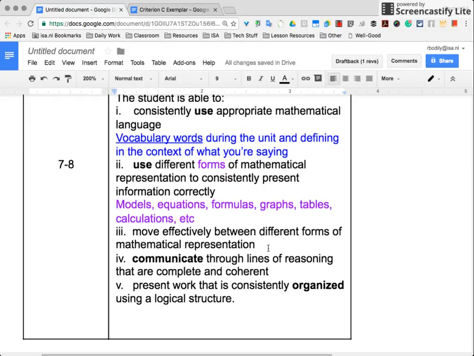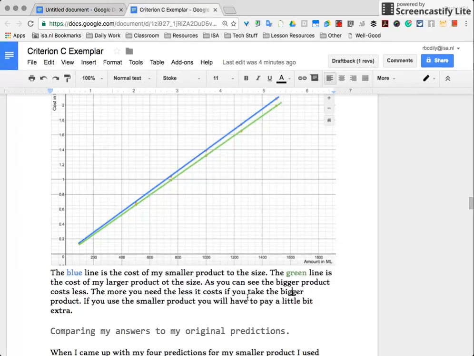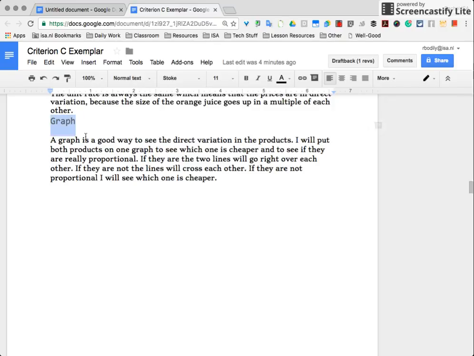All right, so now this is one that's a bit tricky for some of us, is move effectively between different forms of mathematical representation. So what that looks like, move effectively between different forms, is exactly like this. This is a perfect example. So this student said, okay, there's going to be a graph coming up. He said, a graph is a good way to see the direct variation in the products. Direct variation is one of the vocabulary words. I will put both products on one graph to see which one is cheaper and to see if they're really proportional. So explaining why am I going to be using a graph?